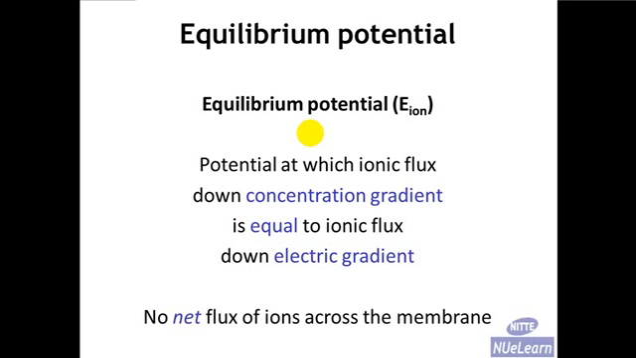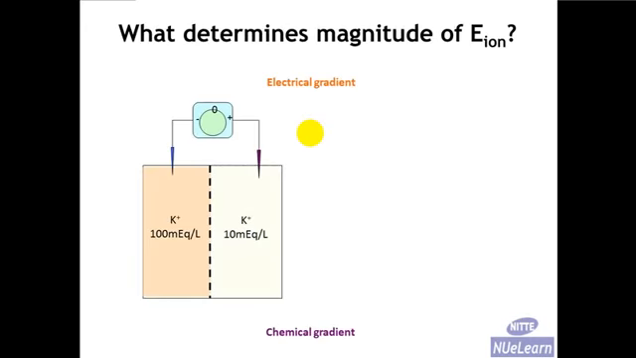There are of course potassium ions moving from the left to the right down the chemical gradient, and there are of course potassium ions moving from the right to the left down the electrical gradient, but they are more or less equal in number. The movement is more or less equal in either direction, and therefore there is no net flux of ions across the membrane. Now, what is the magnitude of this equilibrium potential? What determines the magnitude of the equilibrium potential for any given ion which is diffusing across a semi-permeable membrane?